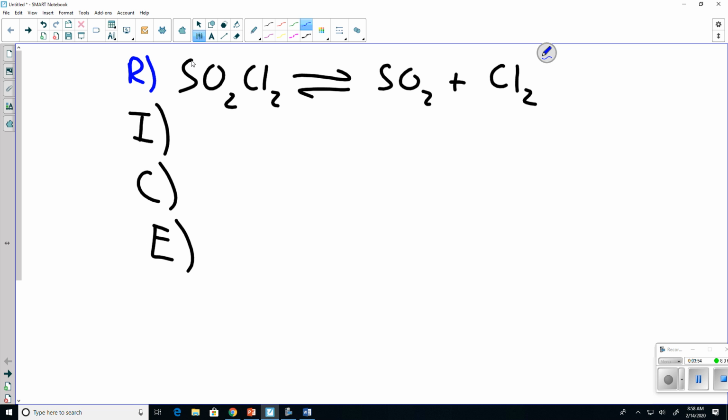Initially, the question said that we had a partial pressure of SO2 of 150 torr. And in Cl2, we had 298. So in other words, that's what we started with. If they make no mention of the SO2Cl2, there's none of that.